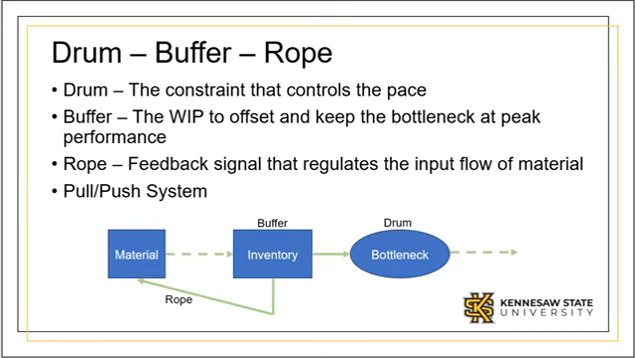A feedback mechanism is needed to control the release of raw material to the downstream equipment. One such technique is called the drum buffer rope concept. Drum is the beat of the operation and sets the pace of the line. Buffer is the work in process for the bottleneck. Rope is the feedback mechanism from the buffer to the raw material input point and releases only enough material to keep the buffer inventory at the right level. The drum buffer rope technique can be thought of as a pull-push system.